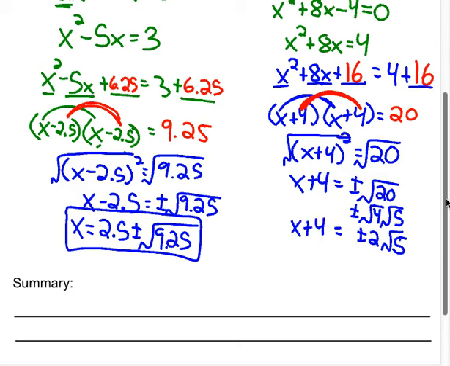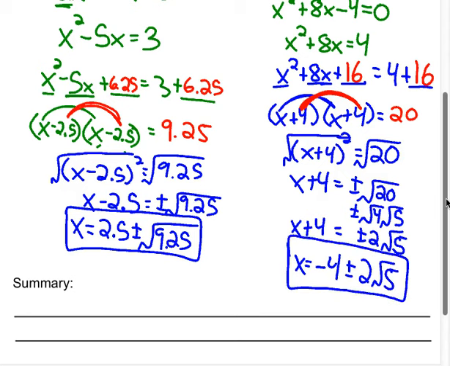So now naturally, if I want x by itself, now I subtract the 4, oh, and I'm left with this.